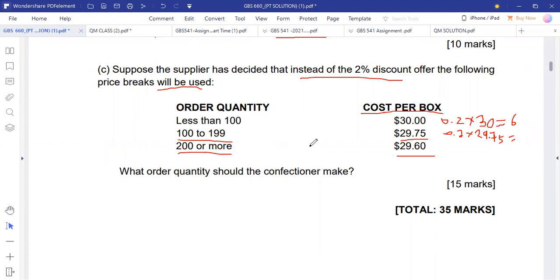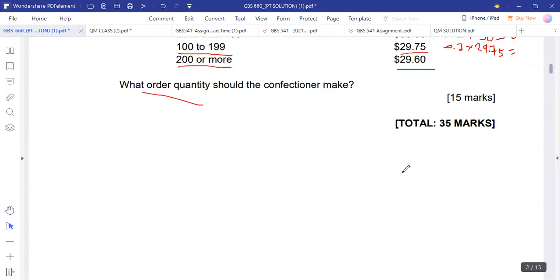And then from 100 to 199, we are getting 29.75. They have reduced the price a little bit. And should we buy 200 or more boxes, again, they have reduced the price a little bit. So we need to make a decision of what should be our order quantity as we look at part C of this question. All right.